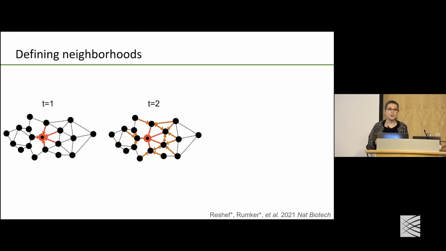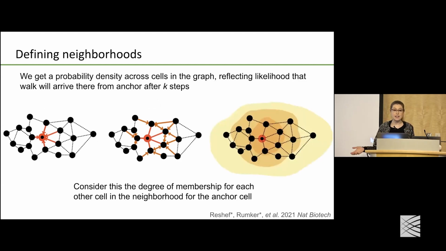But still, those cells that are directly connected and the ones that are most similar are going to have the highest probability of arriving at our anchor cell. So as we extend this outward, we get a probability density across all the cells in the graph that reflects the likelihood that a walk will arrive to our anchor cell from that cell after some number of steps. And we consider this to be the degree of membership for each other cell in the graph in the neighborhood for our anchor cell. And of course, picking k, the number of steps that we diffuse, is important to decide.